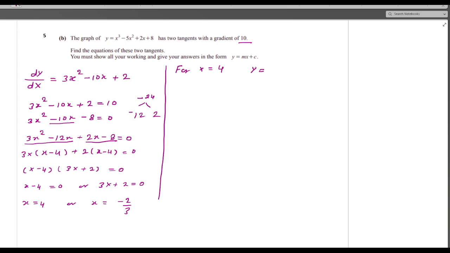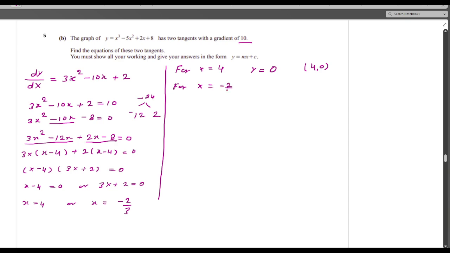Okay, let us use the calculator: 4 cube minus 5 times 4 square plus 2 times 4 plus 8. So I get y as 0. So 4 comma 0 is one point where we are drawing a tangent.